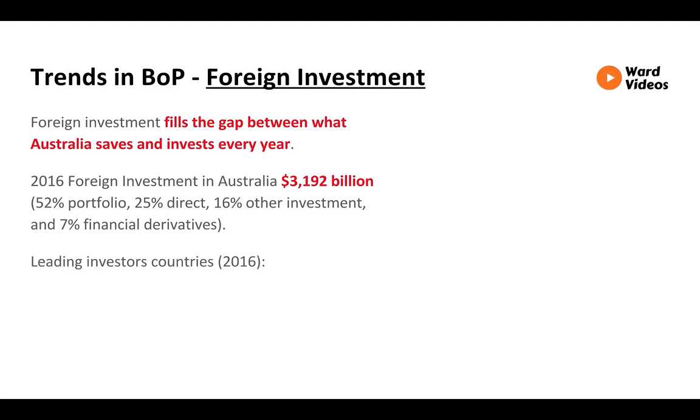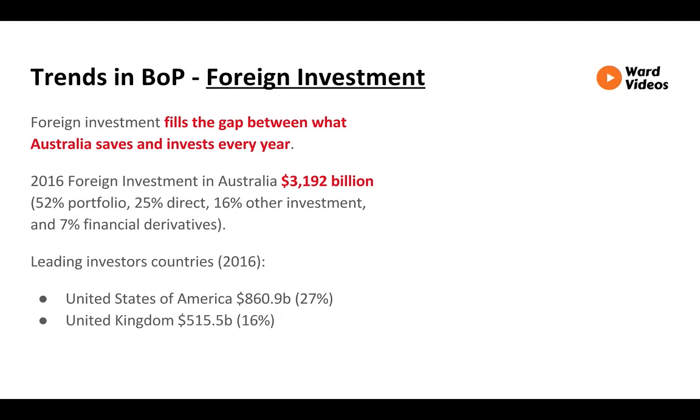The leading investor countries for the year ending 31st of December 2016 were the United States of America at $860 billion or 27%, United Kingdom at $515 billion at 16%, and Belgium at $270 billion at 9%. This isn't necessarily a bad thing. The RBA acknowledges that investment has played an important role in expanding the economy's productive capacity to meet growing demand for Australia's goods and services. This is from DFAT, ABS, and the RBA.